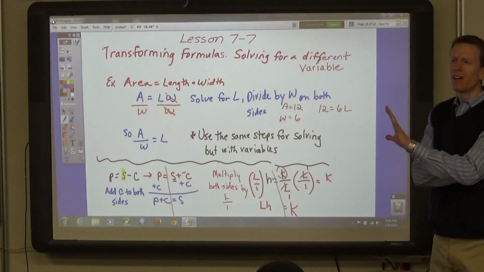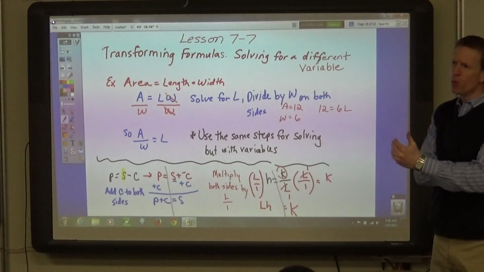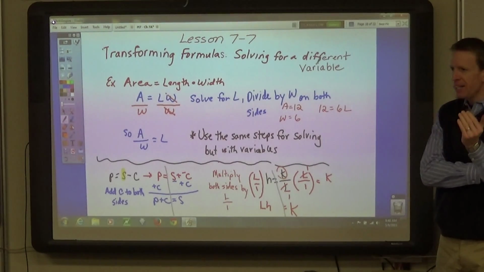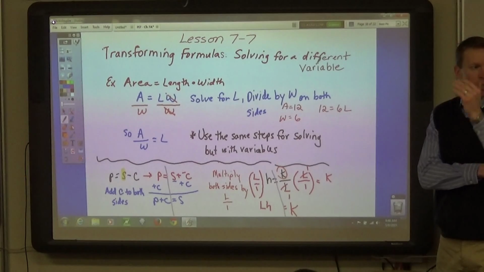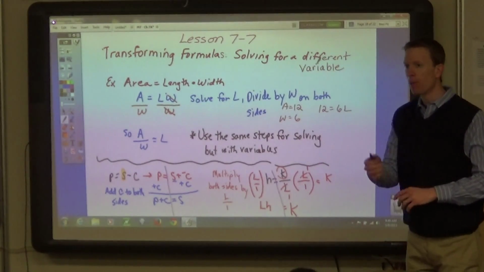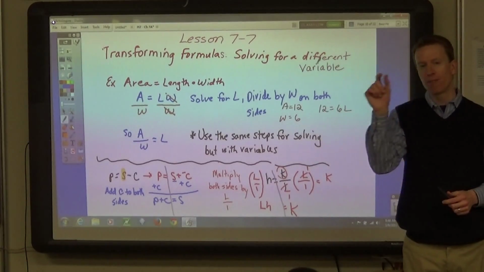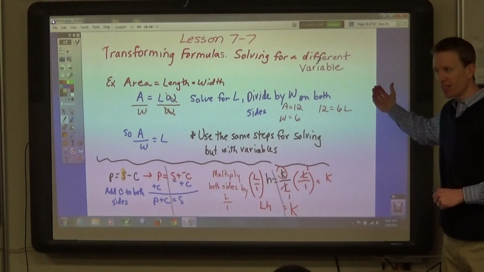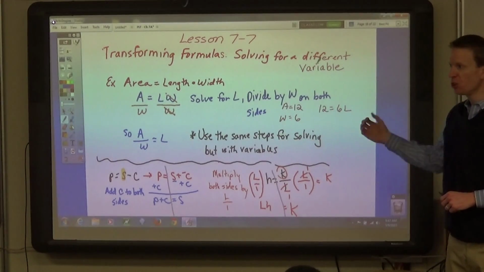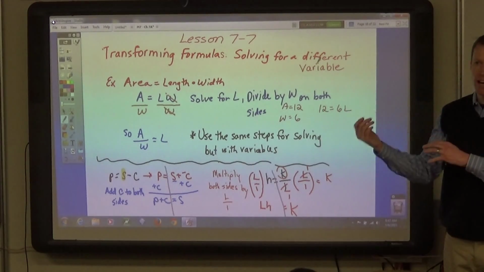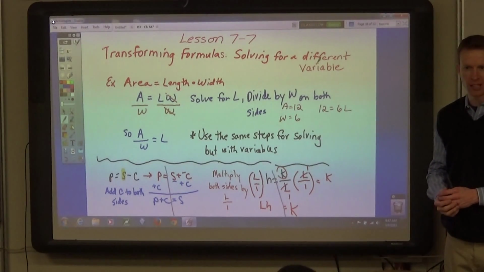How do you get rid of something on one side? How do you remove something on one side? Joey? By adding the opposite. Right, by adding the opposite. The same is true when you add the opposite of a variable term. Remember, when we had negative 2y on one side, if we add its opposite, negative 2y plus 2y is 0, right? So we're going to use that to remove something on one side.